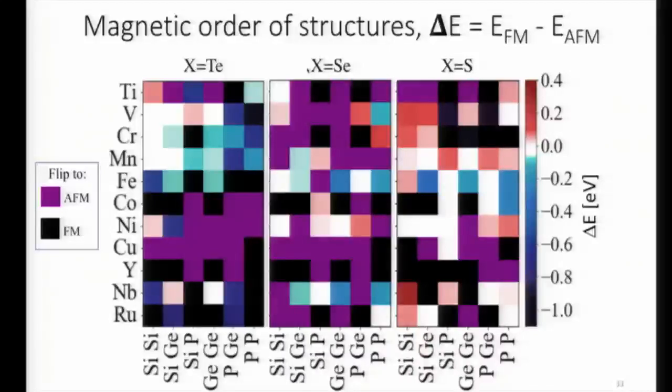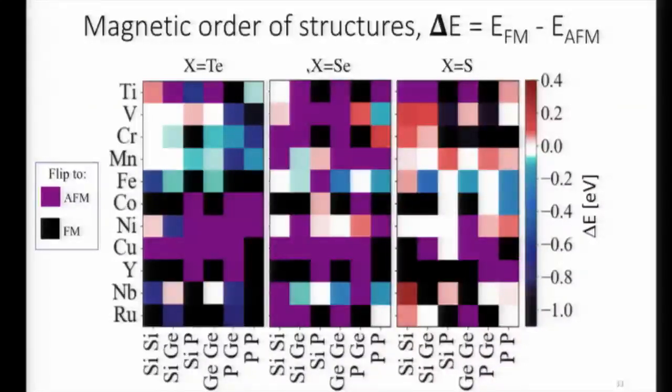So if it's red and a positive number, then you expect these structures to be anti-ferromagnetic. But if it's blue and a negative number, you expect it to be ferromagnetic. For instance, chromium germanium telluride, shown right here, is blue, and so it's ferromagnetic.